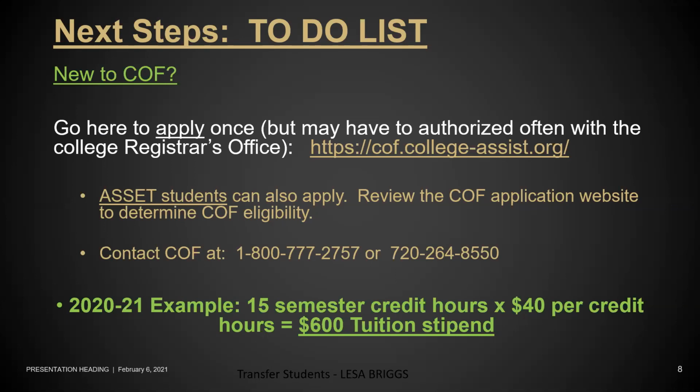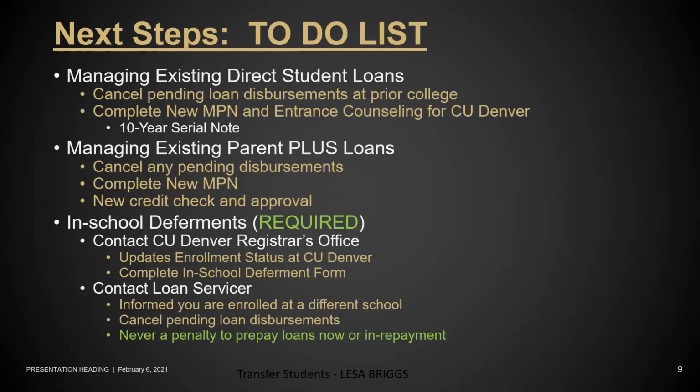And an example: if you're taking 15 credit hours at $40 a credit, then that's $600 that will be subtracted from your tuition due. Only tuition, not tuition and fees, but it will be subtracted from your tuition. If it's only 10 credit hours, then that's $400 that will be subtracted. And you're eligible for this every single semester that you are enrolled, up to 145 credits.